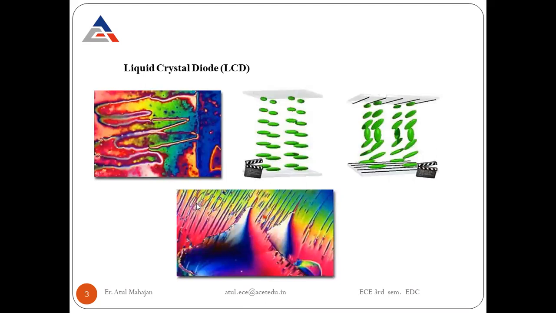This is a pattern of various LCD screens, like we have different colors. This is a pattern of how the light is being transferred. These are the molecules, or the liquid crystals, which are being used. And this is a pattern of light formation seen in the case of LCDs. This is the background structure.